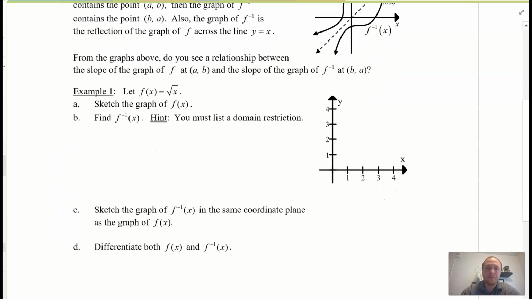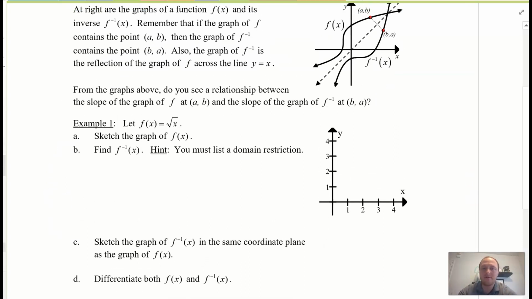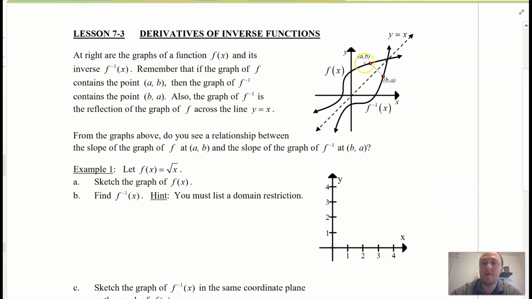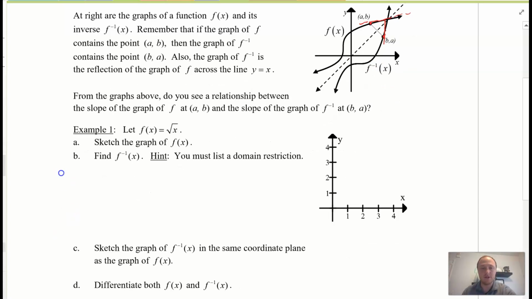Okay, so it says, from the graphs above, do you see a relationship between the slope of the graph of f at a comma b and at b comma a on f inverse? Okay, so we'll investigate that relationship here.